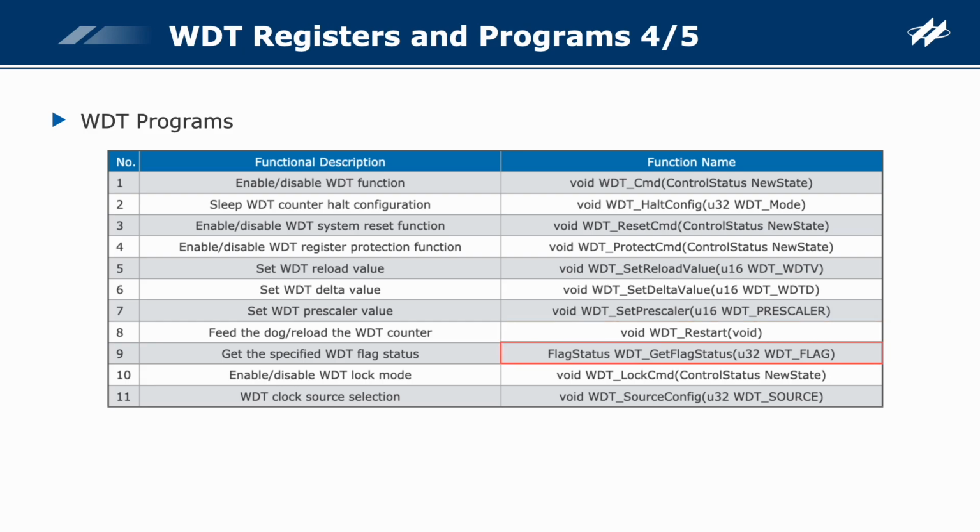The ninth function is used to get the specified watchdog timer flag status. The 10th function is used to enable or disable the watchdog timer lock mode. The 11th function is used to configure the watchdog timer clock source.